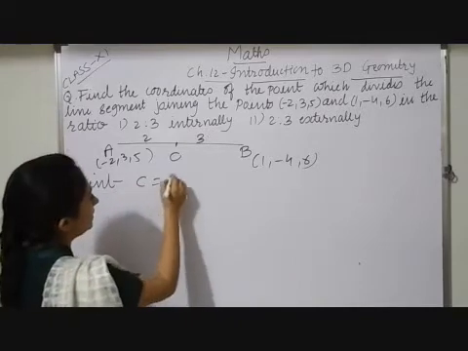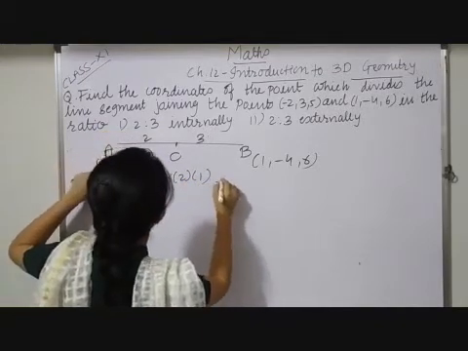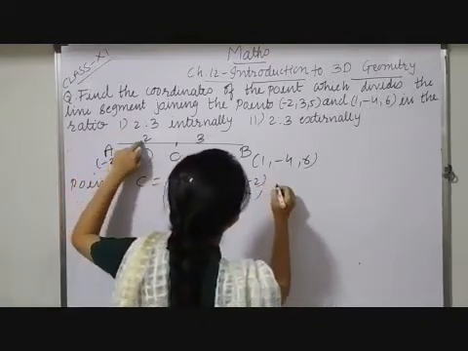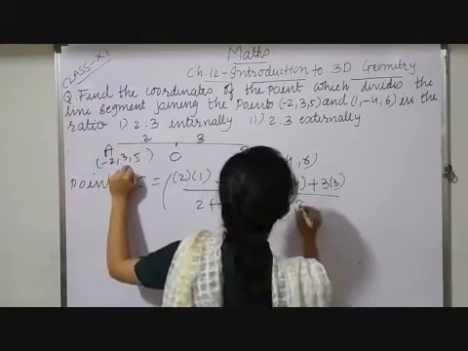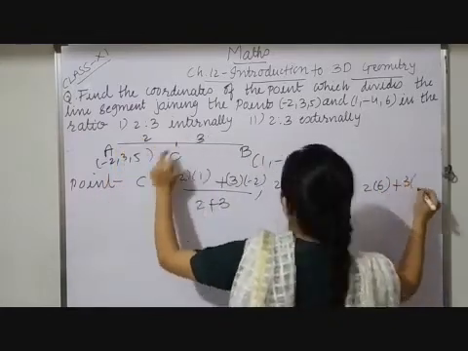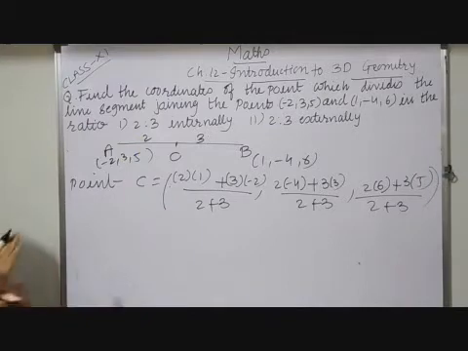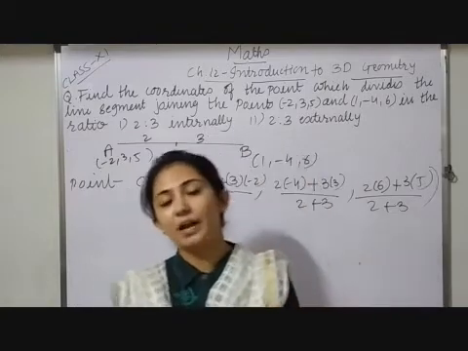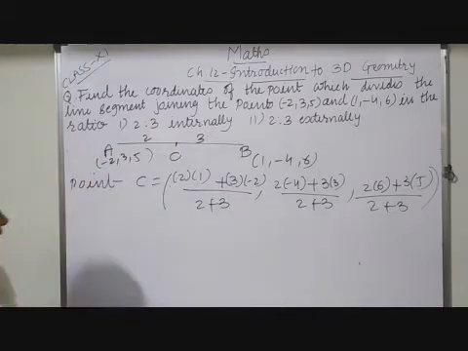So point C is equal to, cross multiplication, (2 into 1 plus 3 into -2) upon (2 plus 3). Again cross multiplication, (2 into -4 plus 3 into 3) upon (2 plus 3). Same, (2 into 6 plus 3 into 5) upon (2 plus 3). You just have to remember we do cross multiplication. While finding the x coordinate, we use the x coordinates. At the y coordinate place, we do cross multiplication of the y coordinates. Just that thing we have to remember.